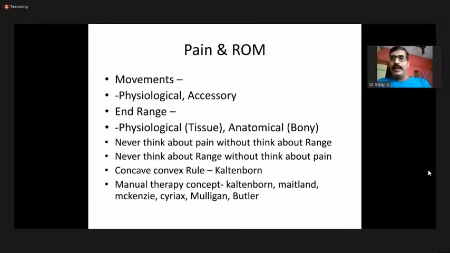Next, what I'm going to say here is the concave convex rule. The concave convex rule has been explained by Colton Bone. He is the forefather of all manual therapy concepts. There are many other manual therapy concepts we are going to see in the next sessions: the Colton Bone concept, Maitland, McKenzie, Mulligan, David Butler. David Butler is entirely different. All the authors have told that because of the structure, the problem is that the movement is restricted.